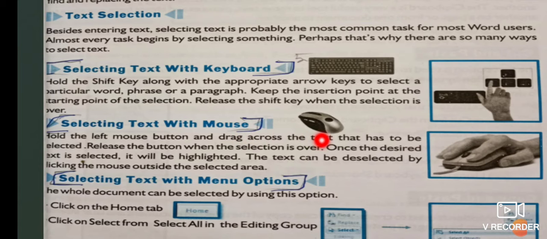How to select the content with mouse? You have to hold the left mouse button and then drag over the text. You have to scroll to where you want to select the text. Once the selection is over, you can release the left mouse button. In the same way, if you want to deselect, you just click the mouse outside the selected area and the text will get deselected.